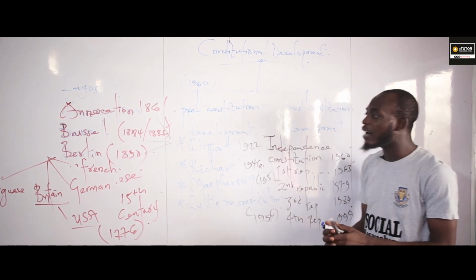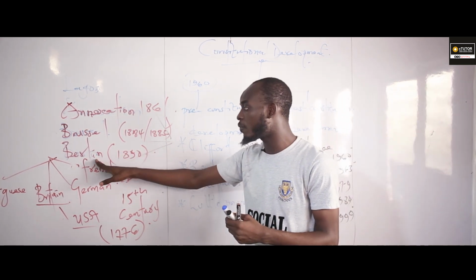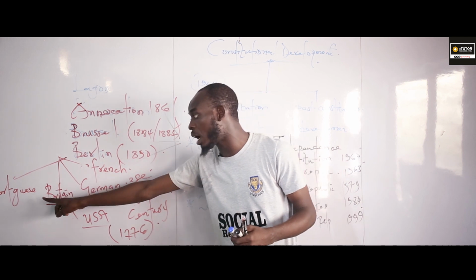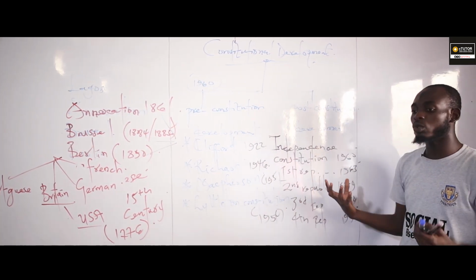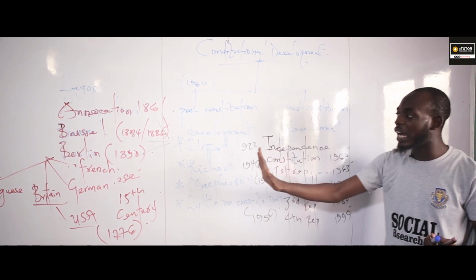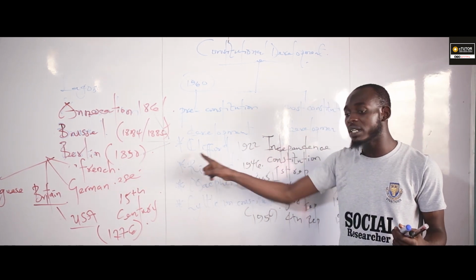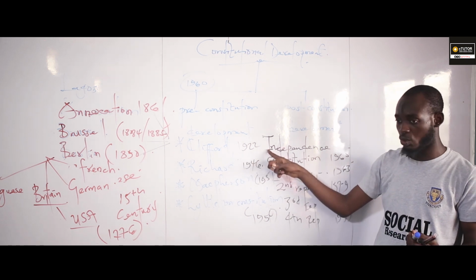So based on that, after the advent of the Berlin Conference that was held among these four countries, they now embarked on Nigeria to colonize us. Now, this is just a brief introduction to how we derived the Clifford Constitution of 1922.